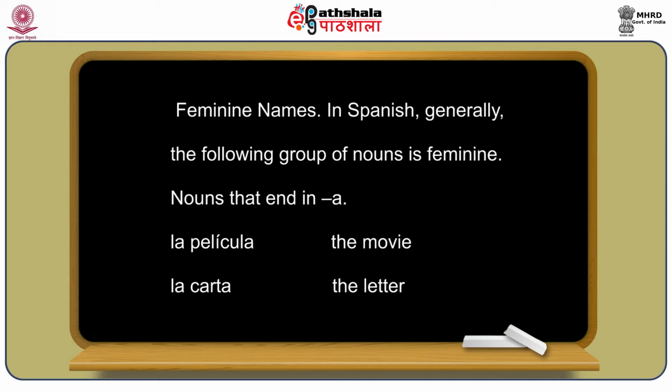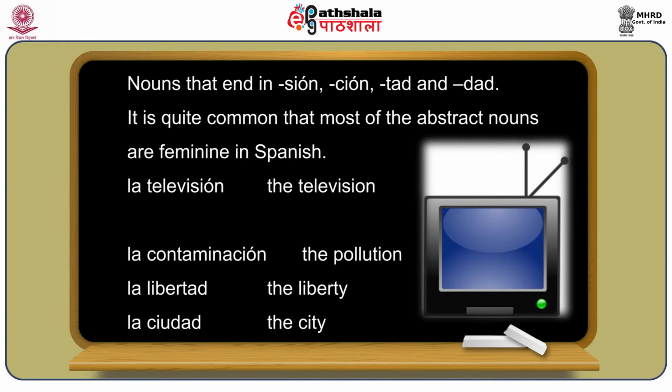which means the letter. Apart from those nouns which end in a, there are nouns that end in sión, or ción, or tad, and dad. So all these endings, when you see them, you can be sure that these are feminine nouns. For example, televisión means TV, contaminación means pollution, libertad means liberty, and ciudad means city. So all of these are feminine. So it will be la televisión, la contaminación, la libertad y la ciudad.